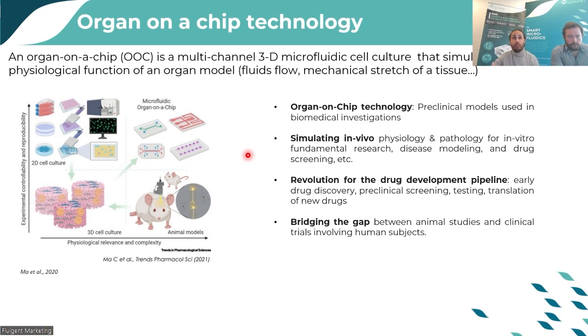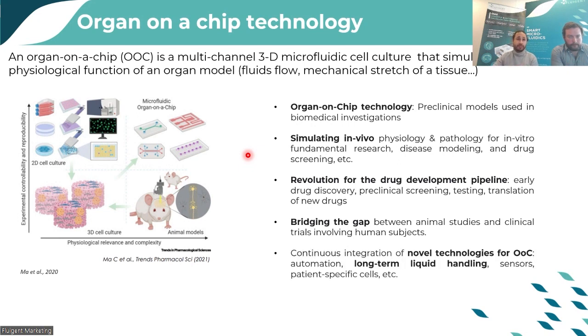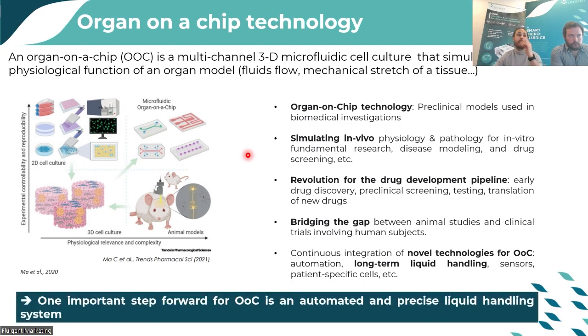So the OrganChip is becoming more widespread in research. Of course, it's bridging the gap between animal studies and clinical trials involving human subjects. It also allows new technology: automation, long-term liquid handling, recirculation, adding sensors on microfluidic chips to analyze the oxygen level in the fluid, the glycemia in some fluids as well. So it allows many applications and many automations as well.